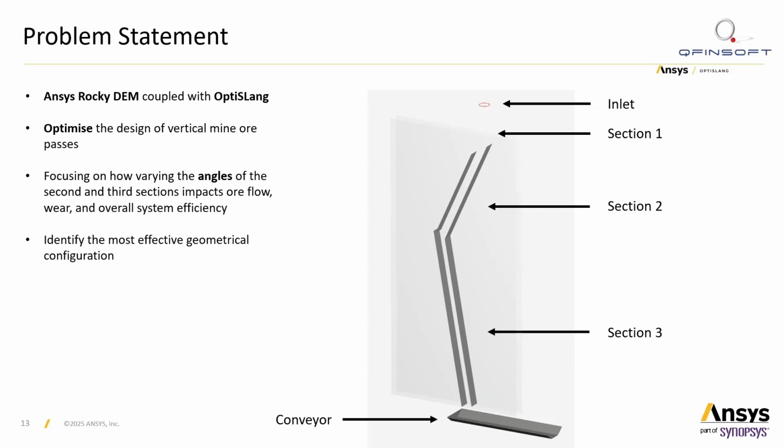So we're going to focus on how we can vary the angles of the second and third section and how that impacts the ore flow, the wear, and the overall system efficiency. We're going to identify the most effective geometrical configuration.